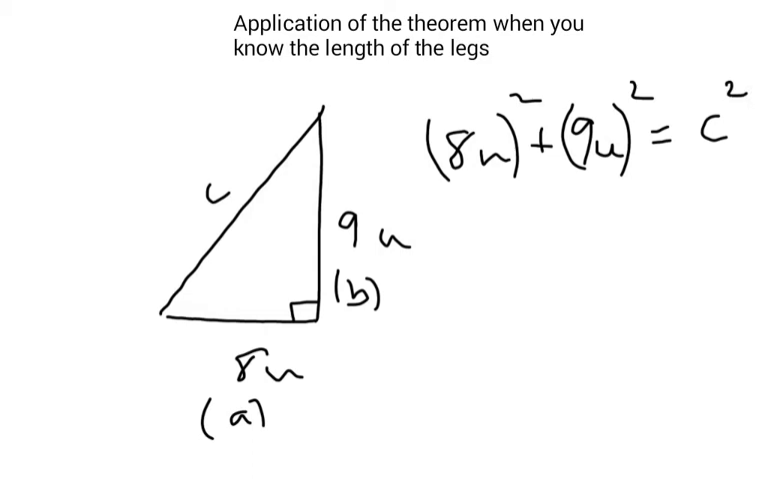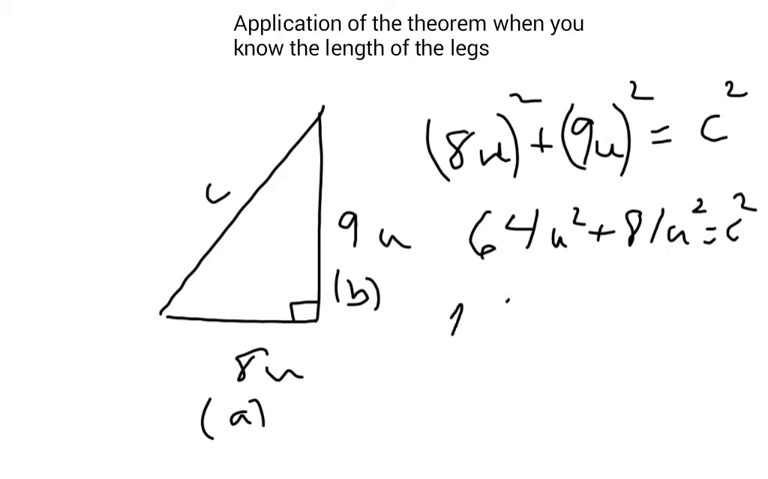And units times units would be square units, and that's kind of important to keep in mind. This is really 64 square units, plus 9 times 9, 81 square units, equals c squared. These add up to 145 square units. Units don't change when you add, they do when you multiply. That equals c squared.